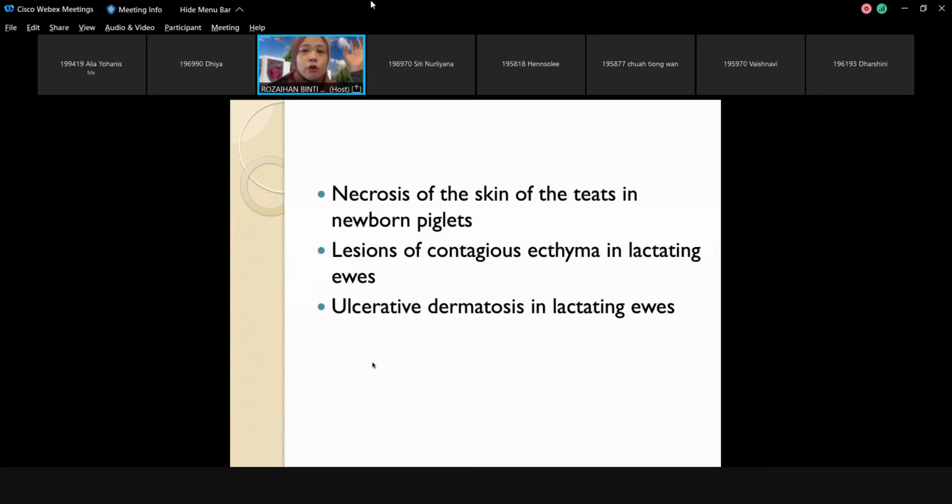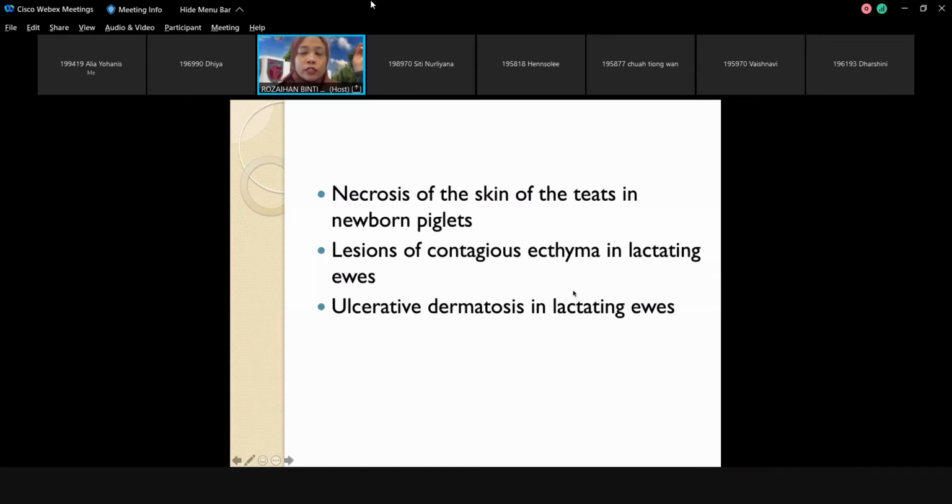Other than that, you would also have the condition called necrosis of the skin at the teat in newborn piglets. This happens if the piglets are raised on very hard concrete flooring. Farmers would not notice this at the earlier stage. What would happen is that later on, after they get pregnant, that part of the teat would not be working. You know that it would no longer be working because it has necrosis.